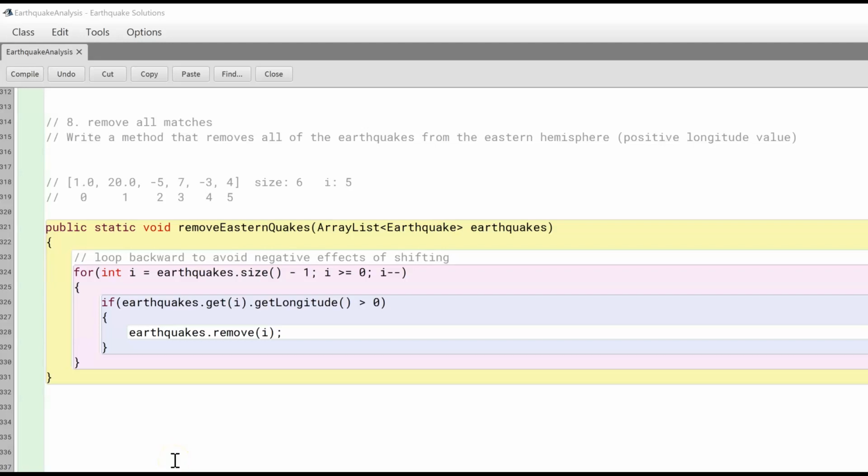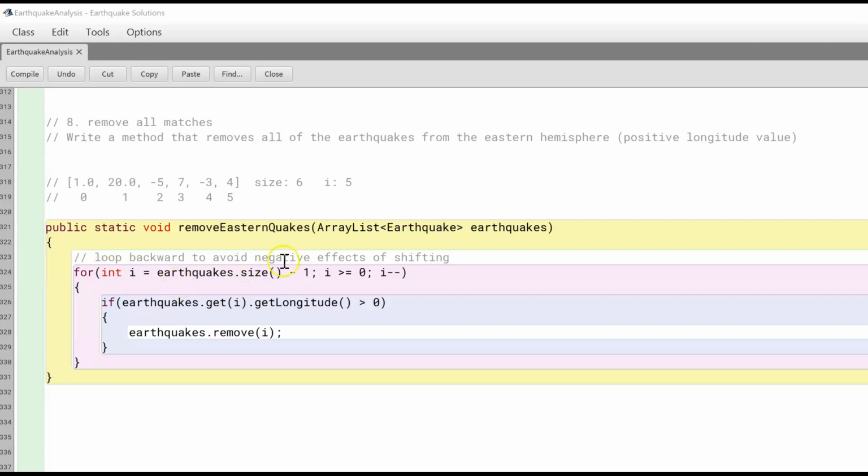Let's talk a little bit about a common ArrayList algorithm of removing a match. So here we have a set of earthquakes, and we want to remove any of them that are in the eastern hemisphere, that have a positive longitude value. So here's the general format that we'd use for removing items from a list.